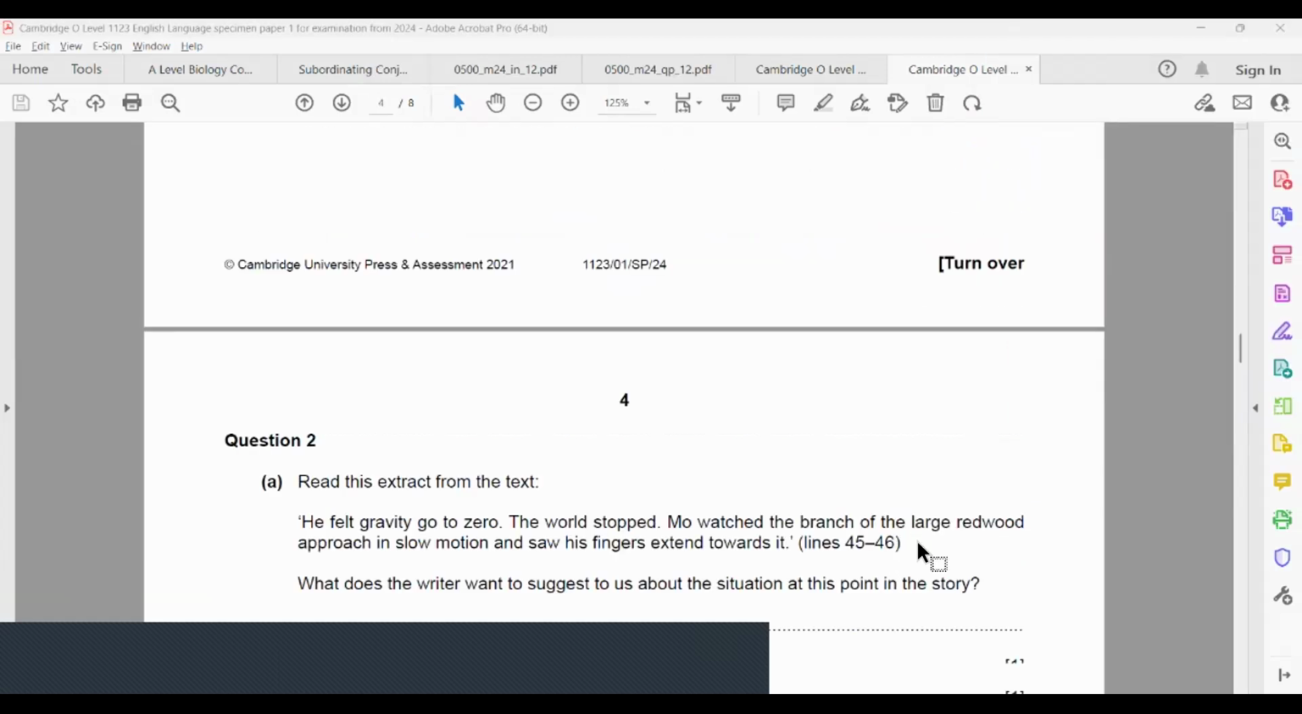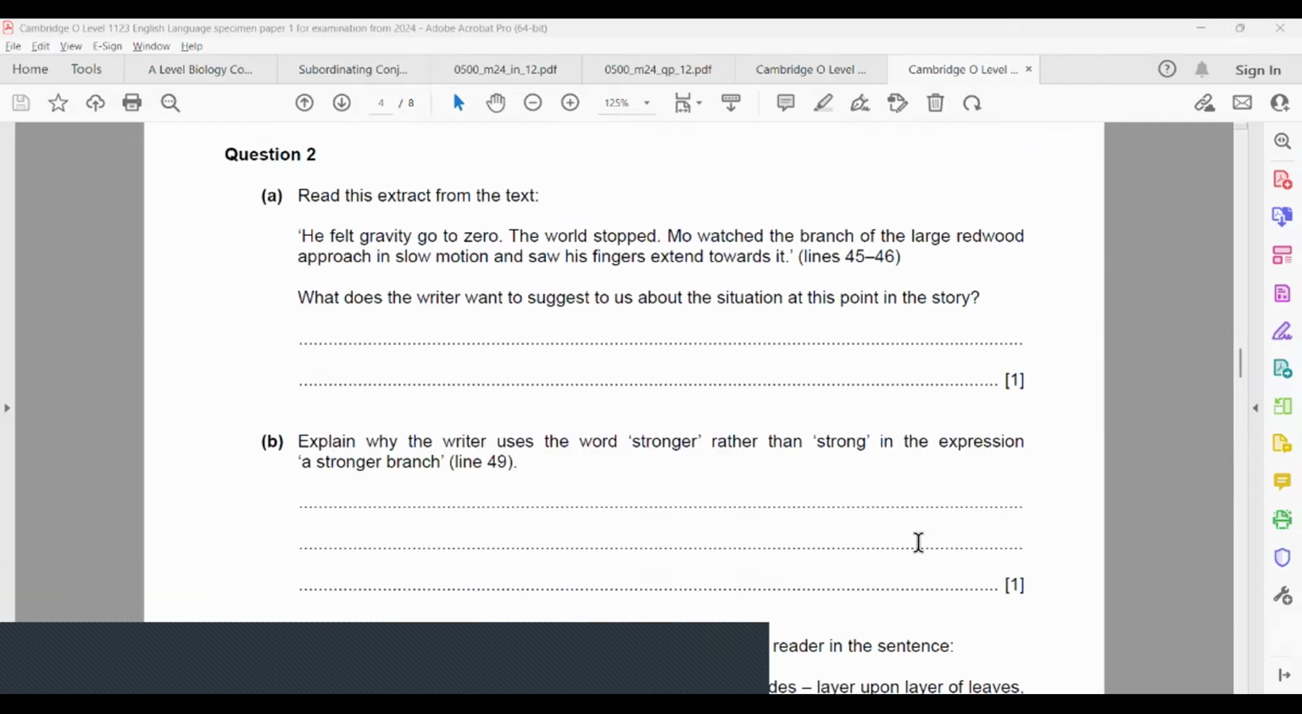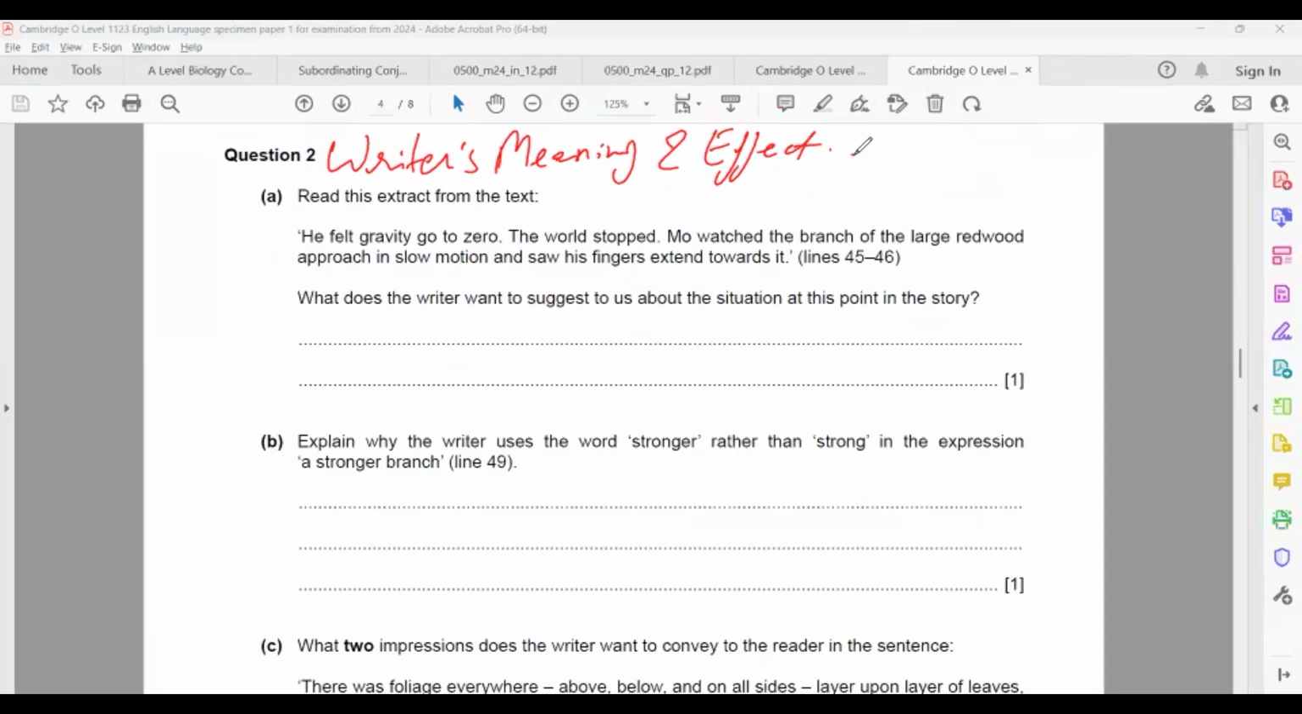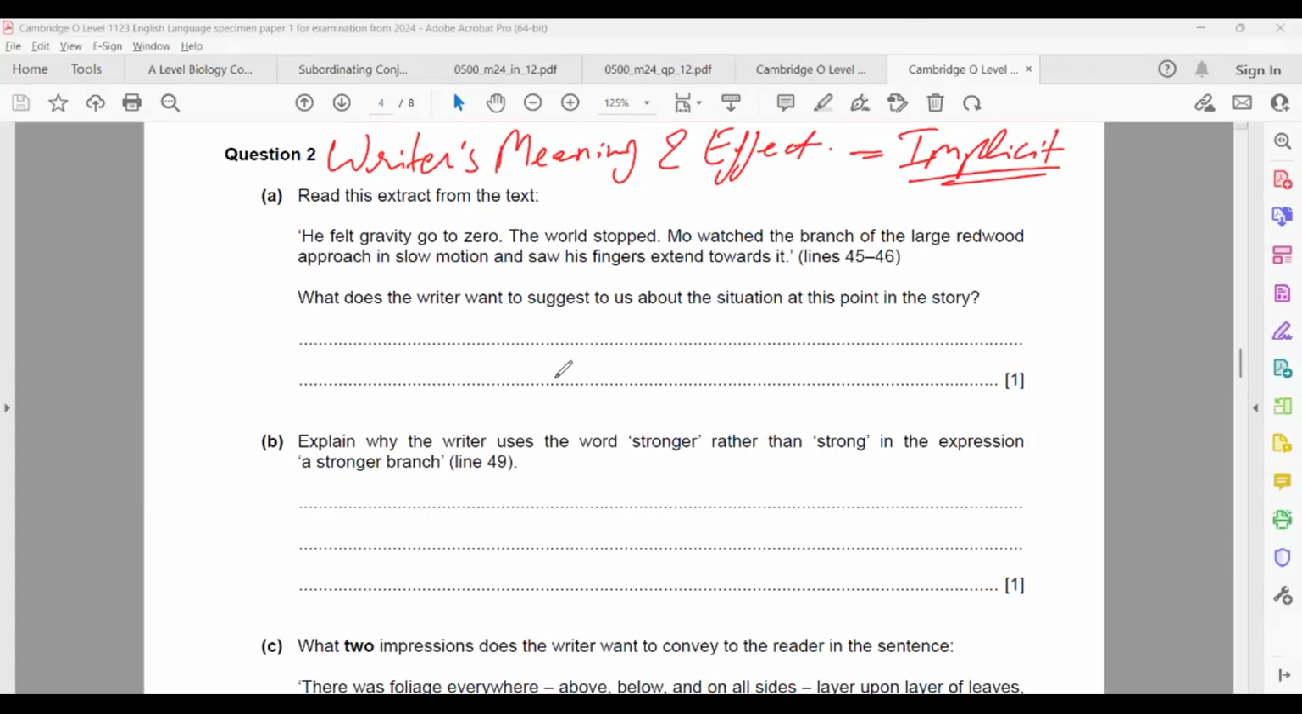Okay. Now moving on to question 2 of the comprehension. These are questions for what the syllabus calls writer's meaning and effect. Over here, each of these questions is implicit, all of them, and that's the tricky bit. They're worth a total of 9 marks. So the questions are worth 1 mark, 2 marks, 1 mark, 2 marks, and the last one is worth 3 marks.